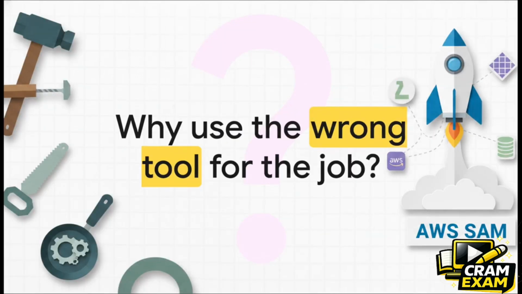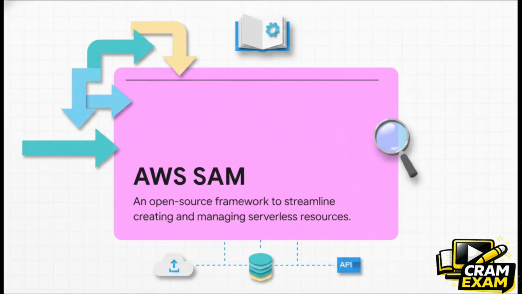Why did this happen? Simply put, because you used the exact wrong tool for the job. Let's fix that. In this explainer, I'm going to show you the absolute fastest, most efficient way to deploy serverless applications on AWS. To fix all this crazy complexity, AWS created the Serverless Application Model, which is way better known as AWS SAM. The core mental model you absolutely must understand for the DVA-C02 exam is this: AWS SAM simplifies serverless deployments. It is an open-source framework built specifically to streamline exactly how you create and manage your serverless resources.